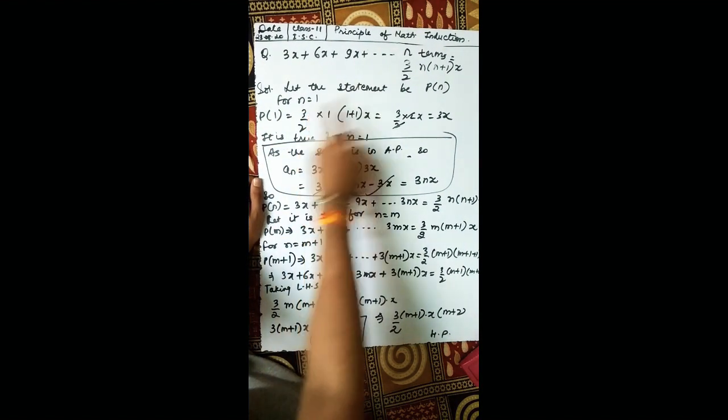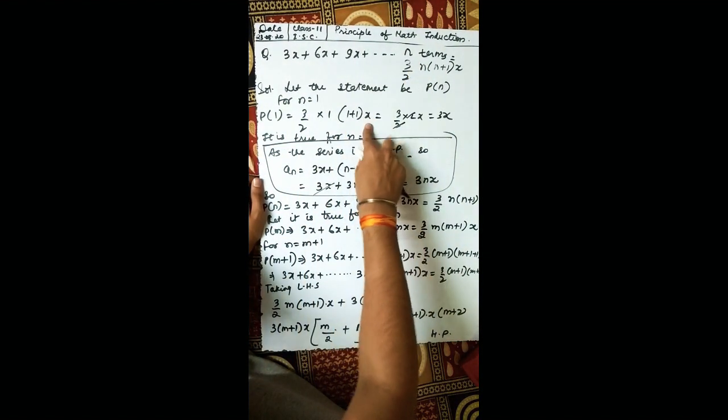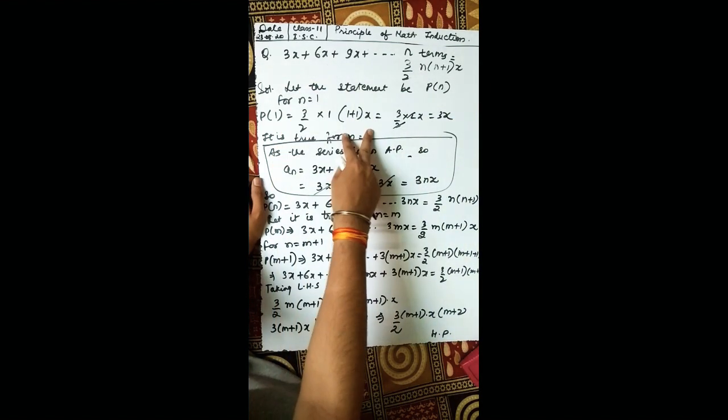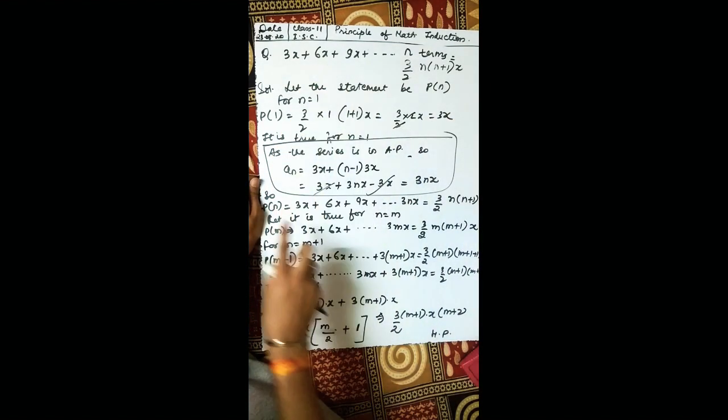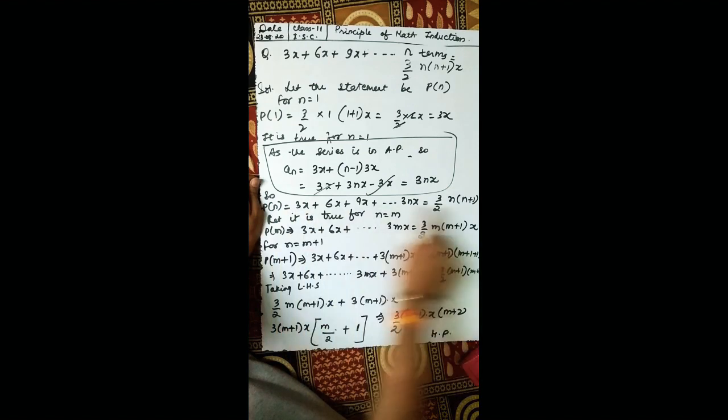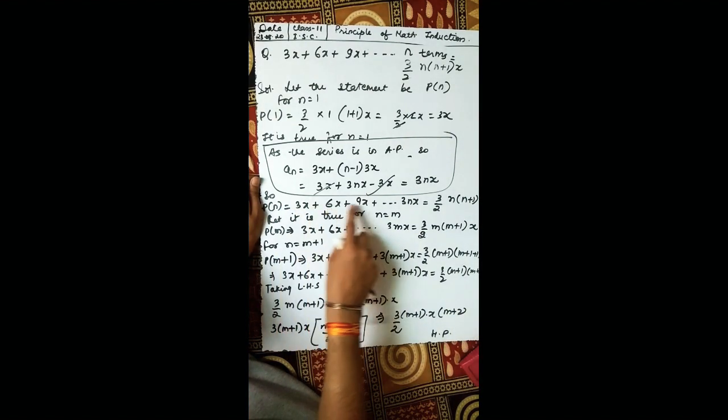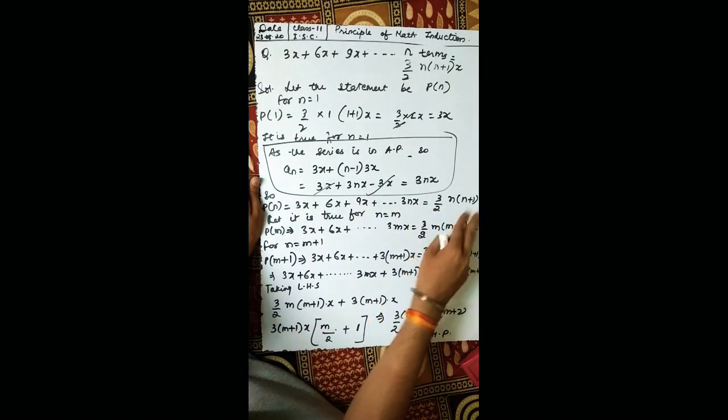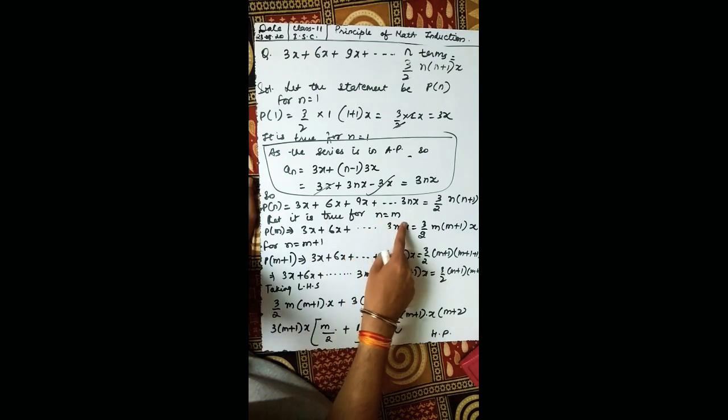On putting the value 3 upon 2, 1 plus 1, x, you got 3x. So it is true for n equal to 1. Then comes Pn, which will be 3x plus 6x plus 9x and so on up to 3nx, equal to this. Now let it be true for n equal to m.